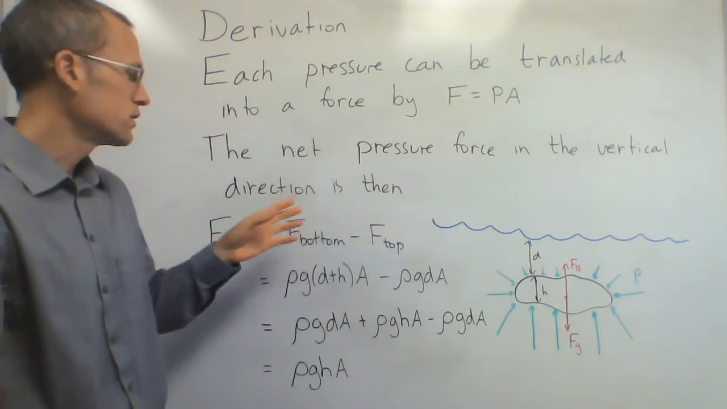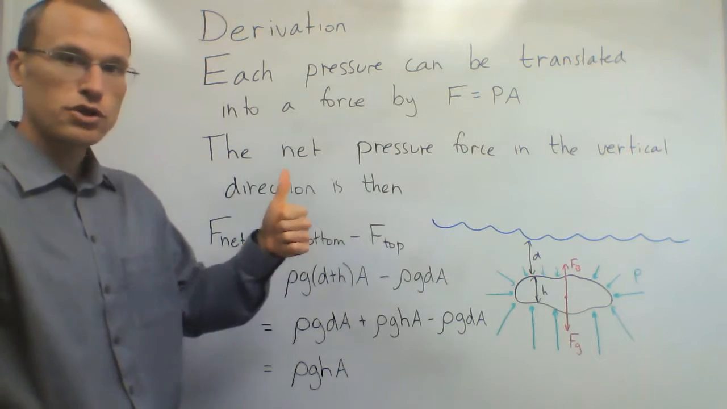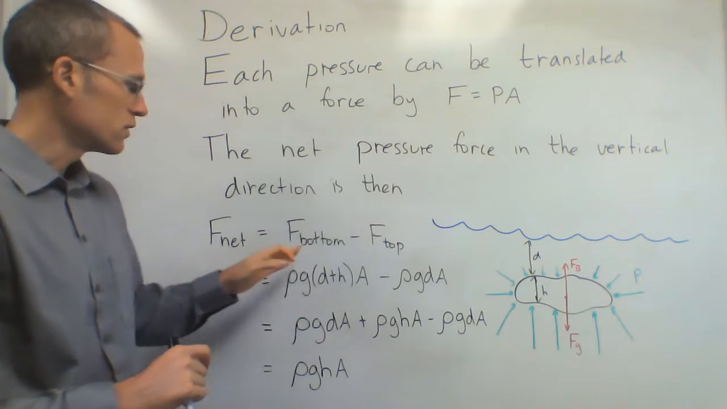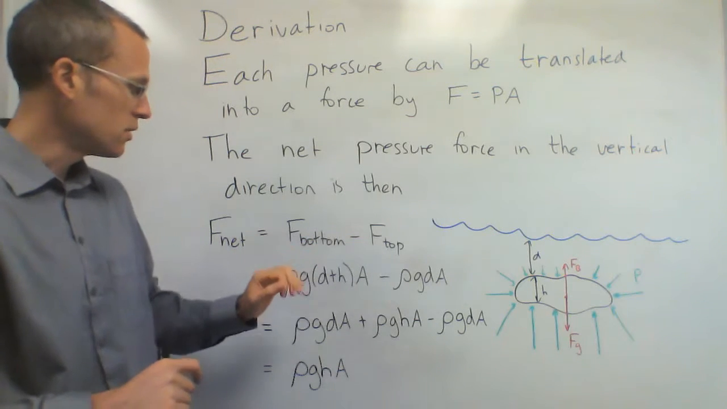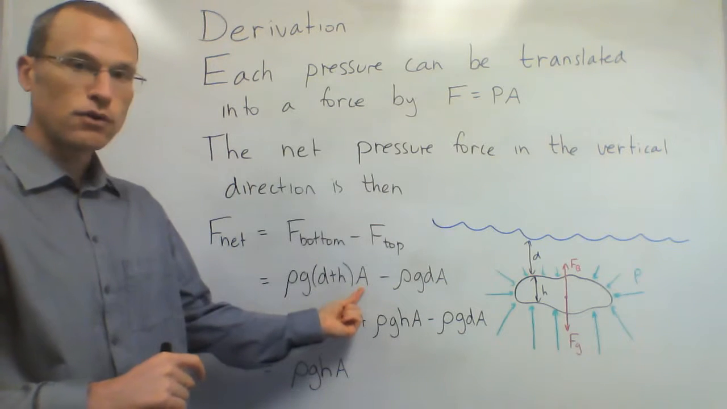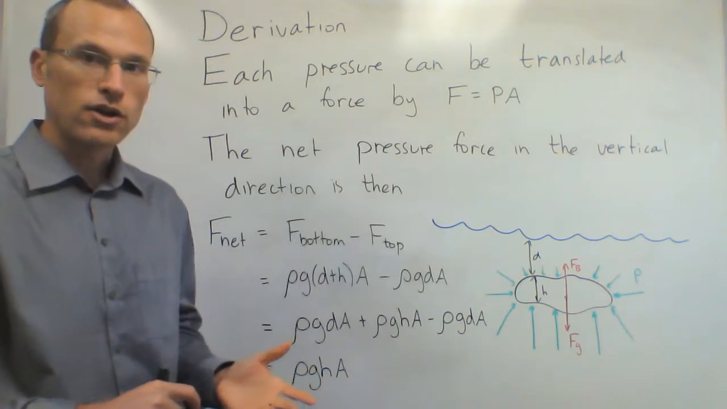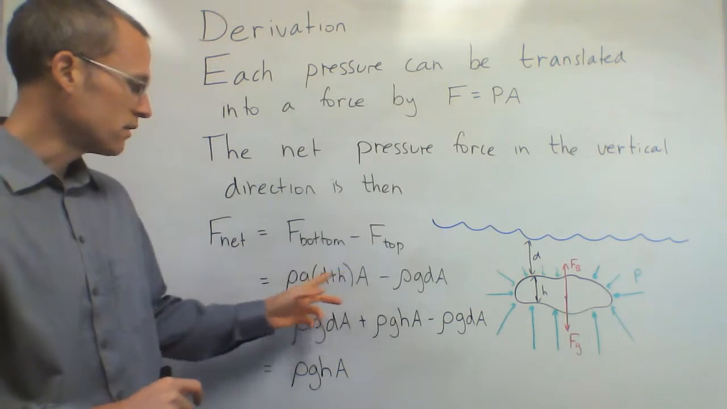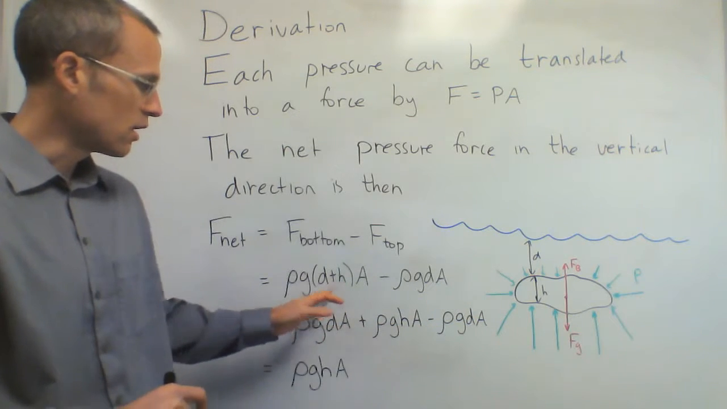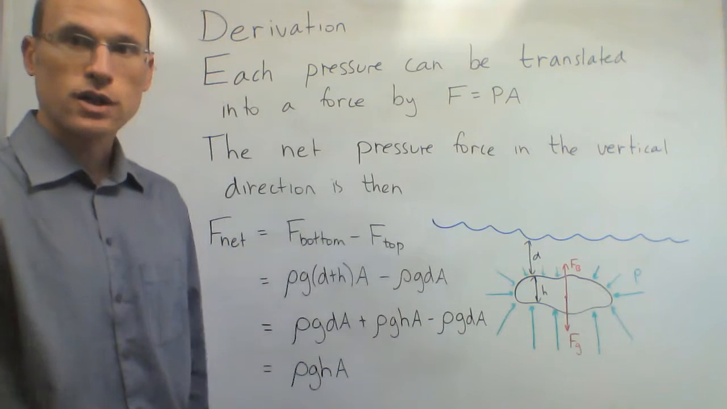So I take my forces, I want to find the net force. So my net force is the bottom pushing up minus the top pushing down. So total force is the bottom minus the top. Bottom, I have this pressure, rho g (d plus h). To make it a force, multiply by area. Top, rho g d, multiply by area. Then expanding this out, I have rho g d A minus rho g d A. Those cancel out. All I'm left with is rho g h times A as my net force pushing upwards.